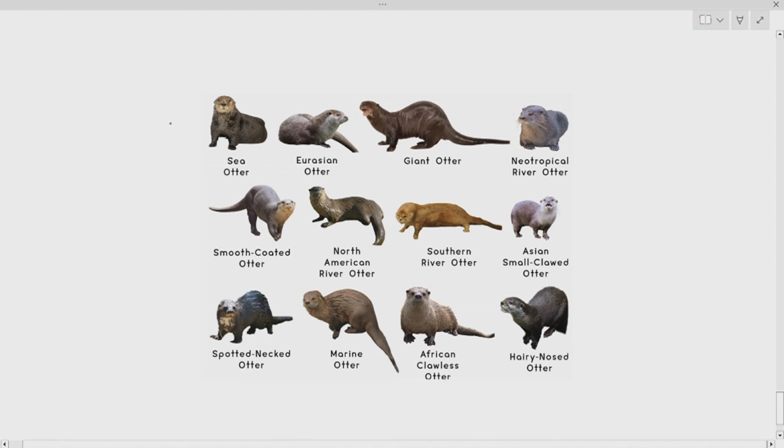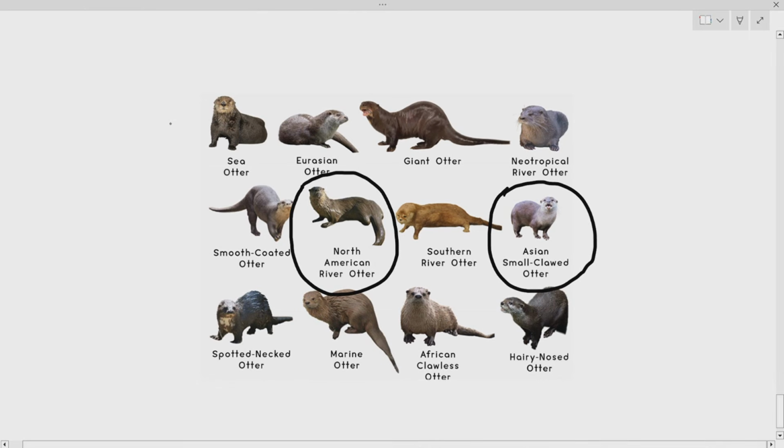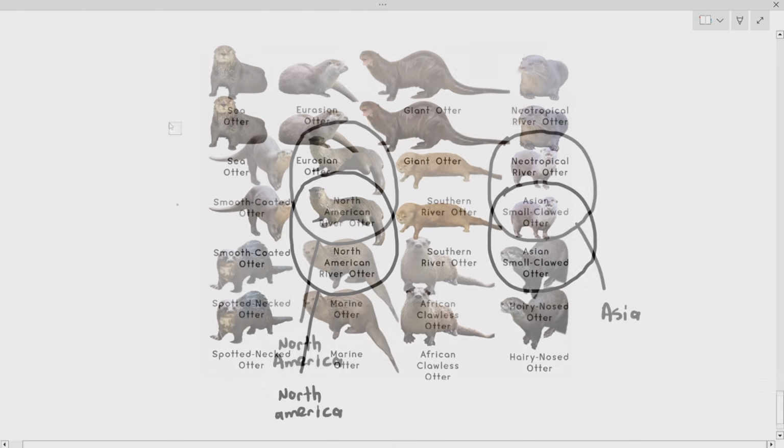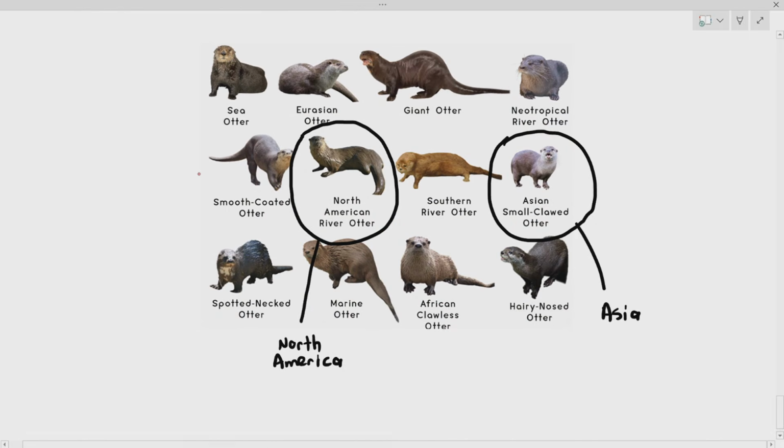If I were to tell you, are all these otters different species, what would you say? Let's circle the North American river otter and the Asian small-clawed otter. Are they the same species? It's in the name, isn't it? We can assume they are different species because they are located in different areas. One is in North America, one is in Asia.